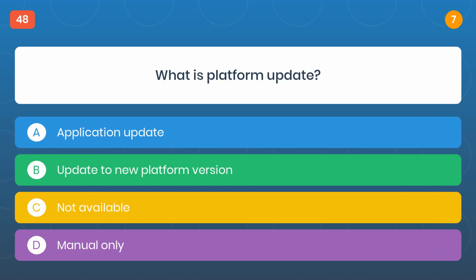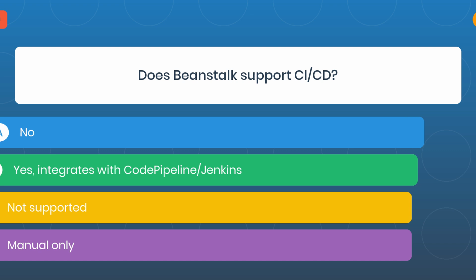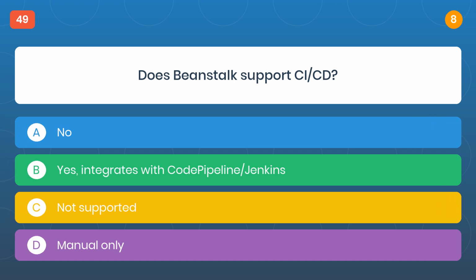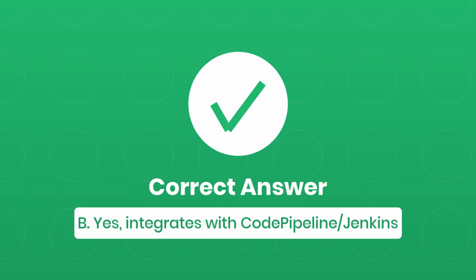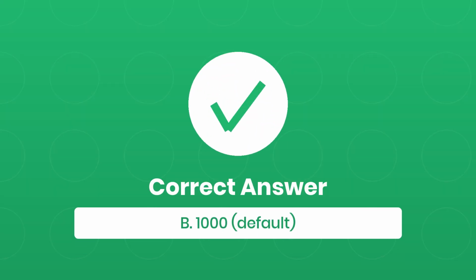Question 48. What is platform update? The correct answer is B, update to new platform version. Question 49. Does Beanstalk support CI/CD? The correct answer is B, yes, integrates with CodePipeline/Jenkins. Question 50. What is the maximum application versions? The correct answer is B, 1000, default.